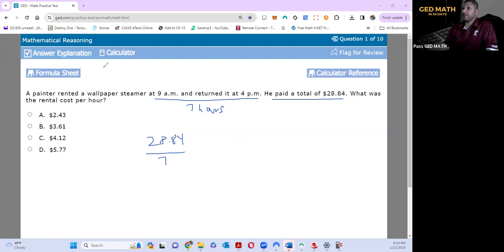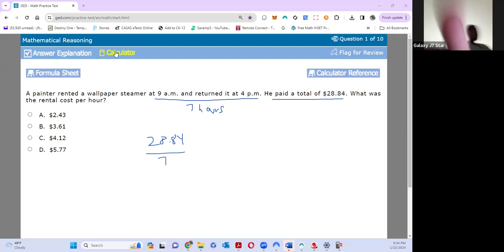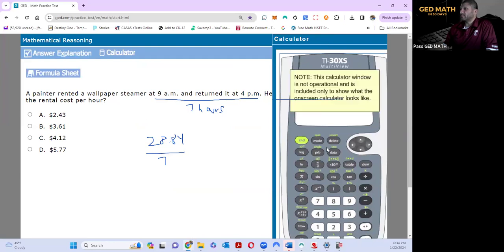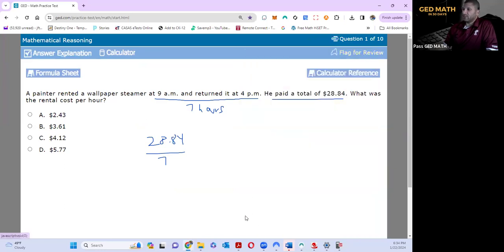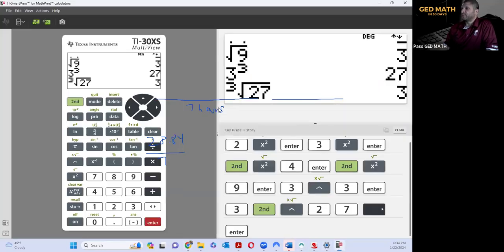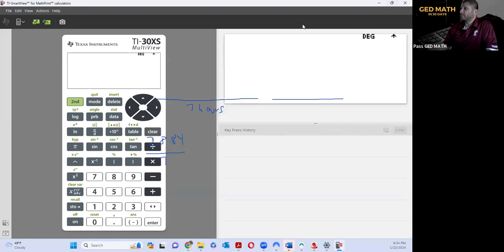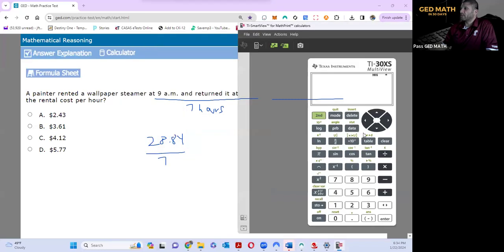And again, let's see if I can grab a calculator here. I'm gonna move this over here. Okay, so it's not operational. Okay, so let me get my calculator. I was seeing if they had one. Let me clear everything out. 28.84 divided by 7. 4.12. Answer C. Again, this is an easy problem.